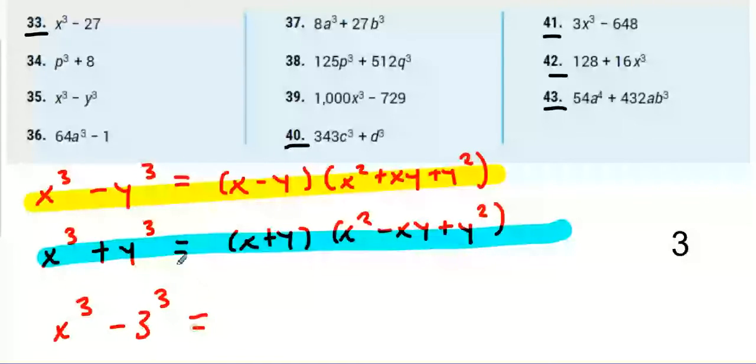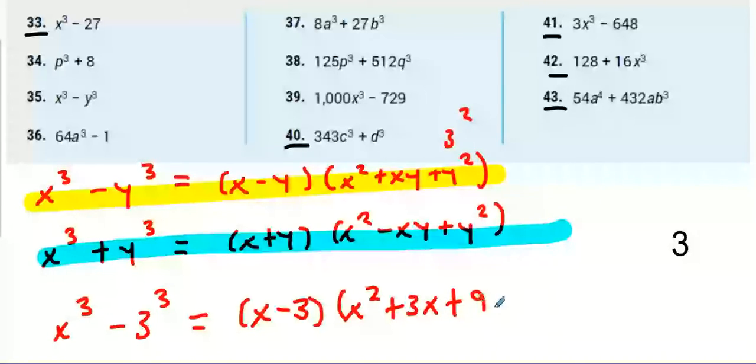Now, everywhere you see y, what do you put in instead? 3. So we're going to get x minus 3. We're going to get x squared. And then what's x times 3? 3x. And then the y squared is 3 squared, which is? Yeah, 3 squared, which is 9. All right. And they actually aren't too bad. Right? They're not too bad at all.